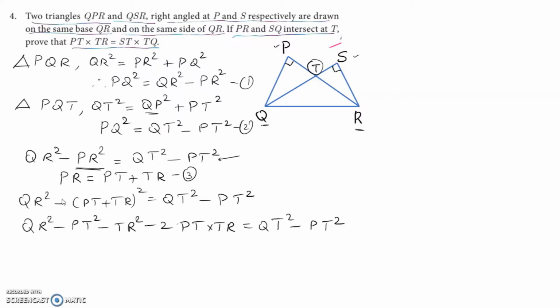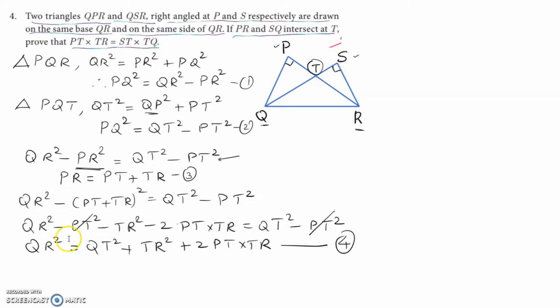So we have PT squared and PT squared on both sides, so we can cancel them out. So we end up with QR squared is equal to, moving the TR squared to the other side, we get QT squared plus TR squared plus 2 times of PT into TR. So let's call this as our number 4.